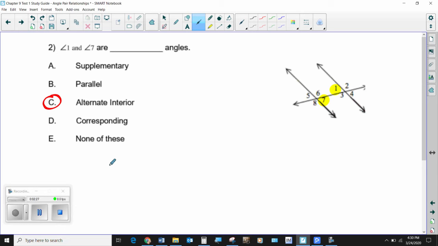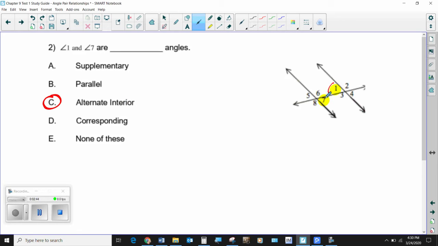All right, let's look at some angle relationships. It says angle 1 and angle 7. Well, here's angle 1, here's angle 7. They're both on the inside of the parallel lines, and they're on opposite sides of the transversal. So this qualifies as alternate interior angles.